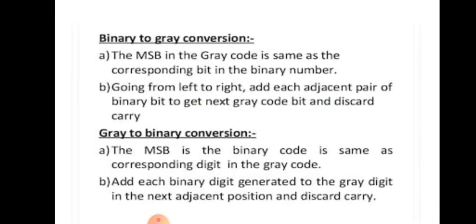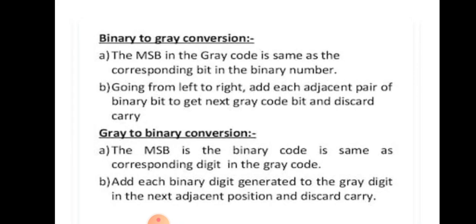Now if you want to convert binary to gray, the MSB in the gray code is the same as the corresponding bit in the binary number. Going from left to right, we have to add each adjacent pair of binary bits to get the next gray code bit, and discard the carry. So this is how we can do binary to gray conversion. This we will see in the next video lecture. And the next one is gray to binary conversion.